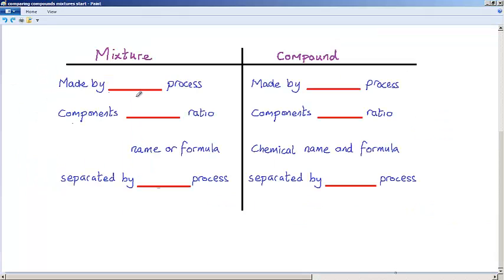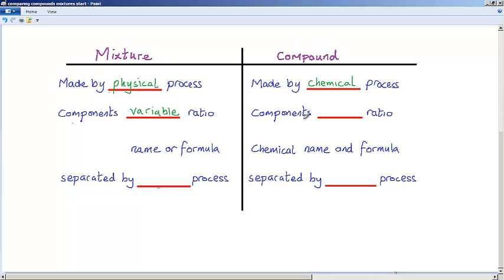So let's summarise this comparison. First of all, mixtures are made by physical processes. We remembered that the salt water is made simply by adding salt to water and stirring, whereas compounds are made by chemical processes. I had to heat the copper powder and make it react with oxygen in order to form the copper 2 oxide. The components of a mixture have no fixed ratio. We can say that they have a variable ratio. You can add 1 teaspoon of salt to a glass of water, or 2 or 3 or 4, stir it around, and you've still got salt water.